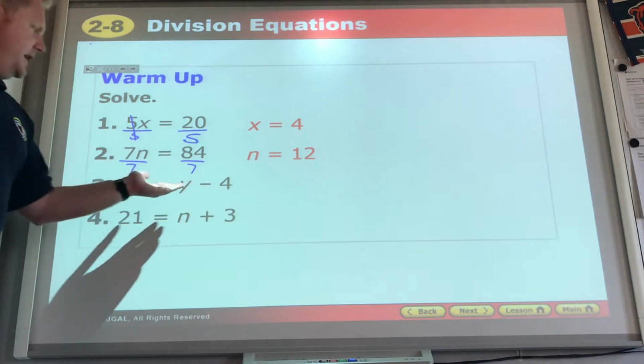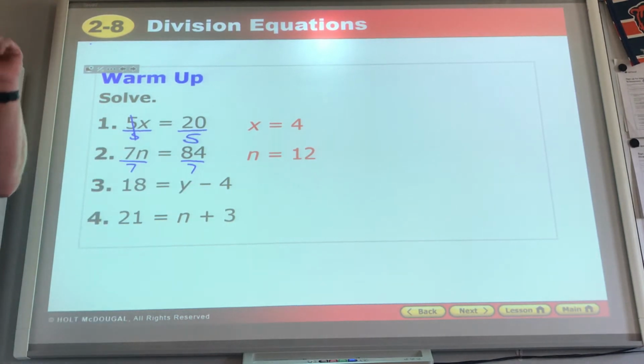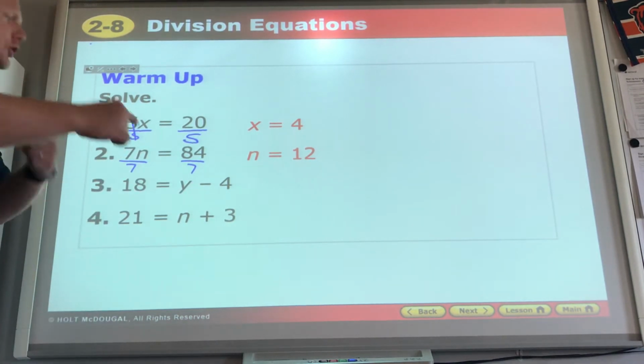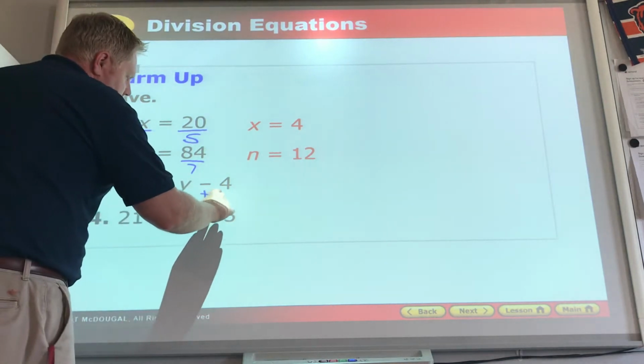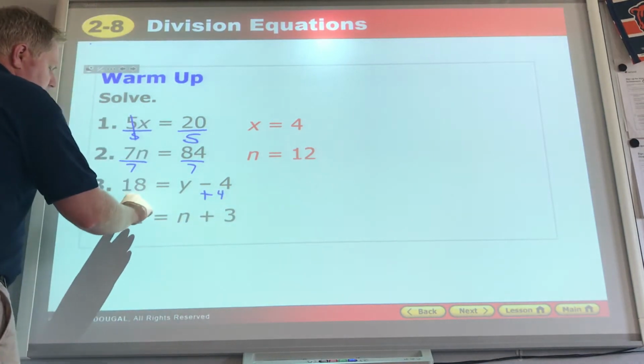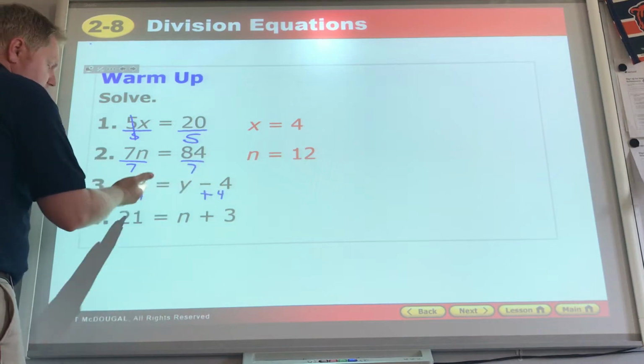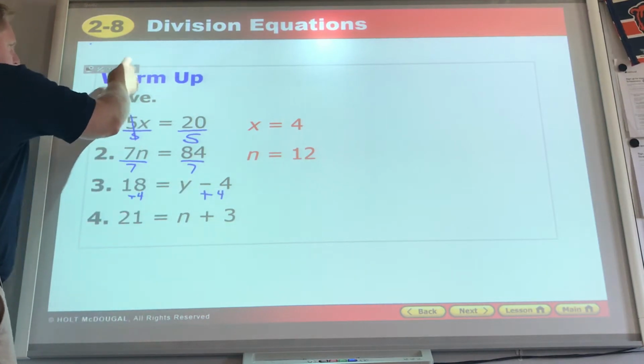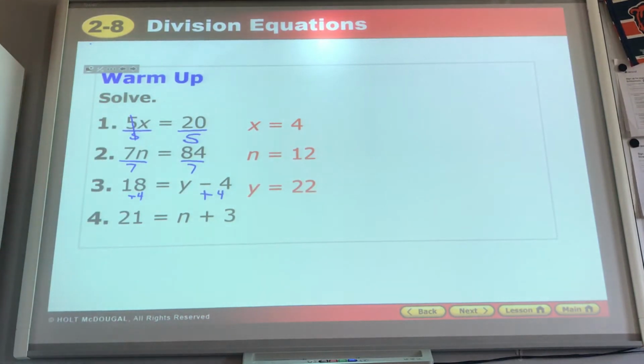Now we have a subtraction problem. The inverse of subtraction is, hopefully you put addition. Hopefully we do addition then, because we got to keep it the same. Plus 4 and plus 4. And we get 22 as our answer.